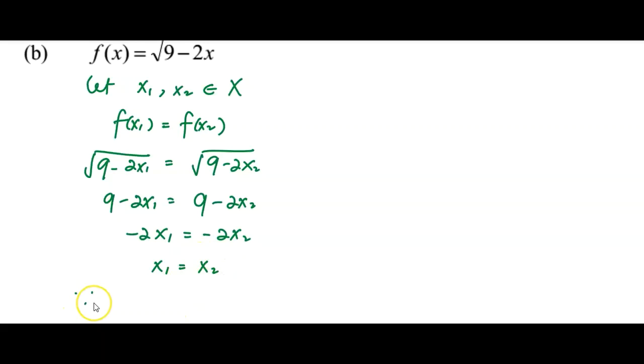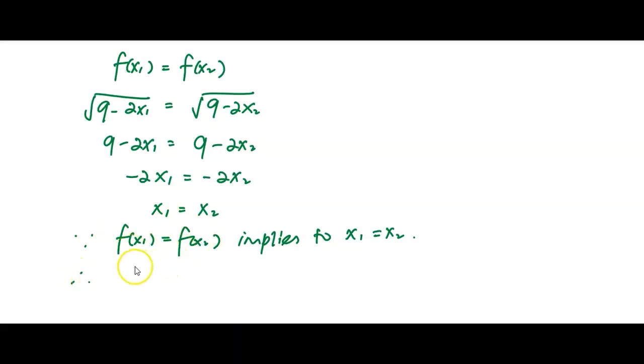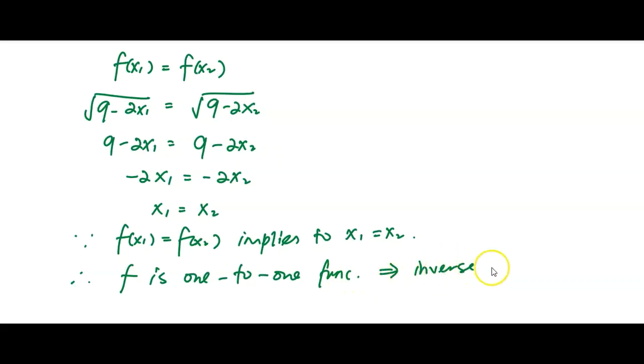So again, we will repeat the reason that we stated just now. Since f(x1) equals f(x2), since this equation implies x1 equals x2, it means that there is only one x bringing to one value of y. Therefore, we say that f is a one-to-one function. And since it is a one-to-one function, we say that the inverse of f exists.